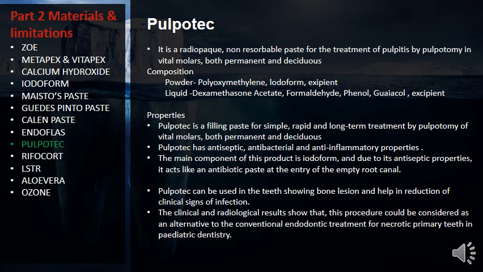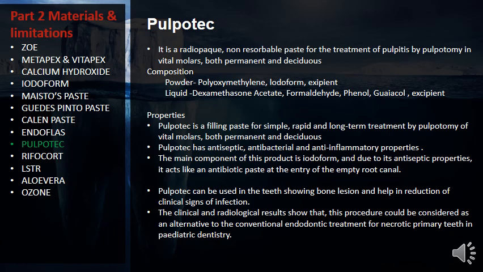Composition: powder, polyoxymethylene, iodoform, excipient; liquid, dexamethasone acetate, formaldehyde, phenol, guaiacol, alcohol excipient. Properties: Pulpotec is a filling phase for simple, rapid, and long-term treatment by pulpotomy of vital molars, both permanent and deciduous. Pulpotec has antiseptic, antibacterial, anti-inflammatory properties. The main component of this product is iodoform, and due to its antiseptic property, it acts as an antibiotic paste at the entry of the empty root canal.